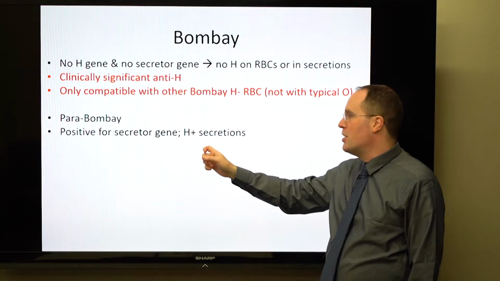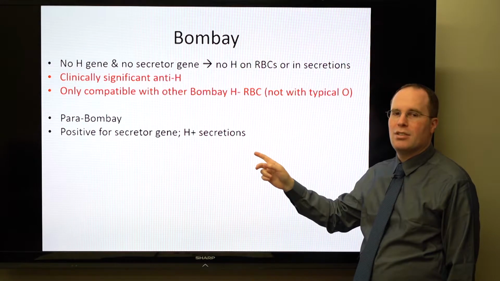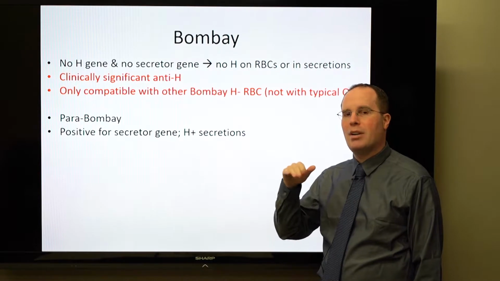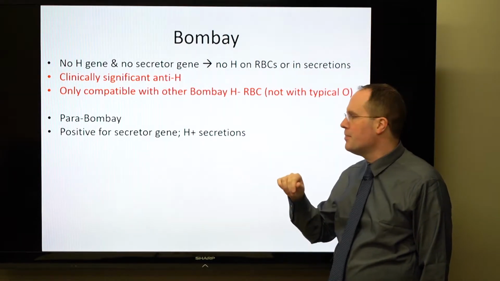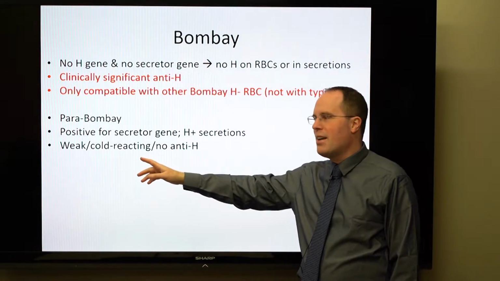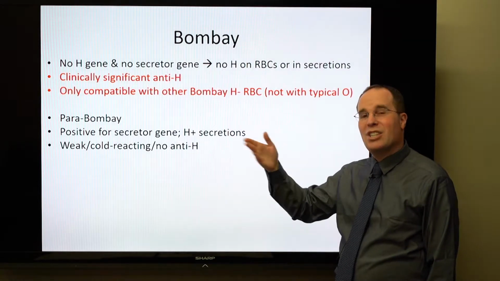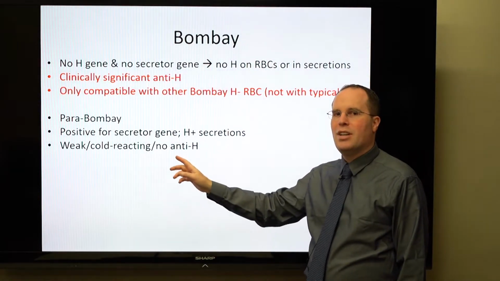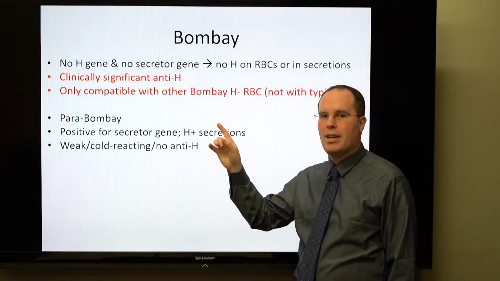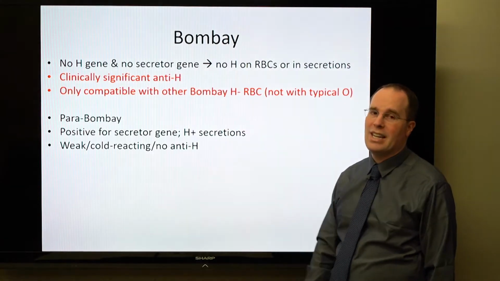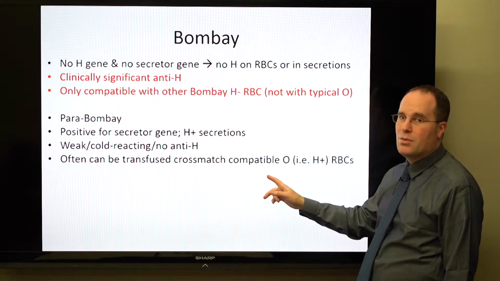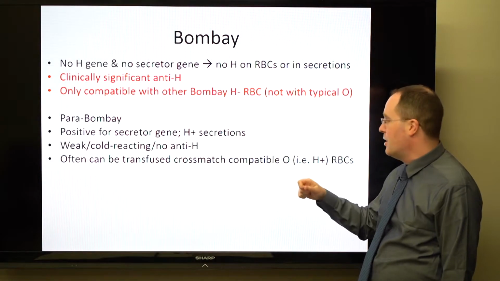Para-Bombay just means they have a secretor gene and they have no H gene. So they have the secretor gene but no H gene, so they do have some H in their secretions. This will make more sense when we talk about Lewis and how secretions can play a part in the ABO antigen expression. So they are positive in their secretions. And so in general, they usually have a weak reacting or cold/non-reacting anti-H. So they're not typically in that dire of a circumstance compared to the Bombays who have a clinically significant anti-H. So the para-Bombays can often be successfully transfused with cross-match compatible O red cells.